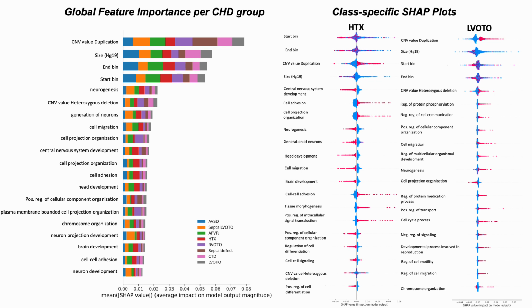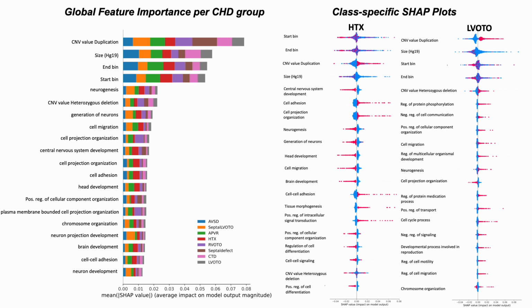We used Shapley additive explanation, also known as SHAP plots, to analyze the features that most contribute to the classification of congenital heart disease subgroups. On the left, we can see the global SHAP plot, and on the right, we can see the class-specific SHAP plot. Overall, the global SHAP plot on the left revealed that the most important parameters are the type of CNV and generally the brain-related pathways.